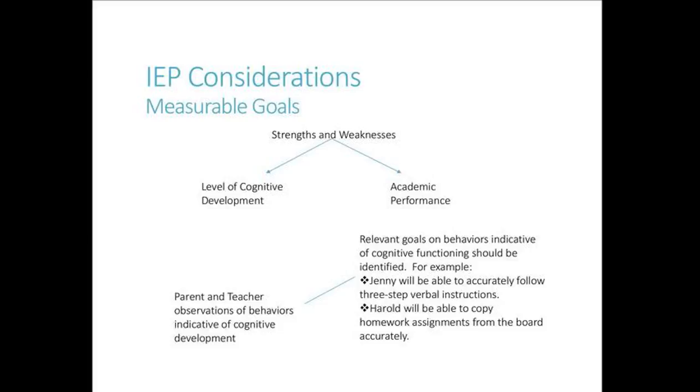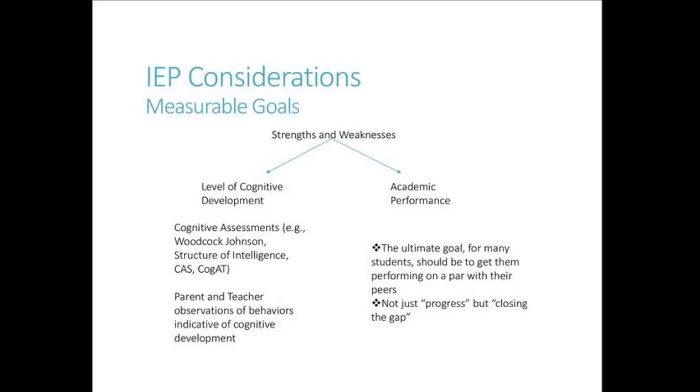Maybe they're about progress at some rate that is similar to the progress expected for other students in that grade, or maybe it's less than that. But if we think about it in terms of our ultimate goal being getting those students to perform at the level of their better performing peers, on a par with their peers, not just progress, but how are we going to close the gap?